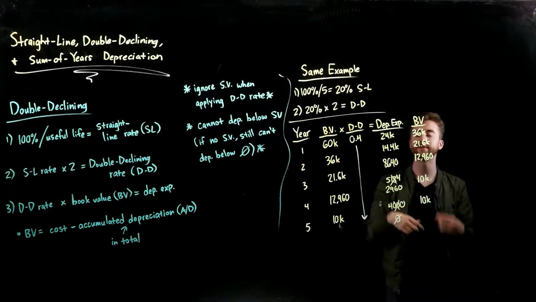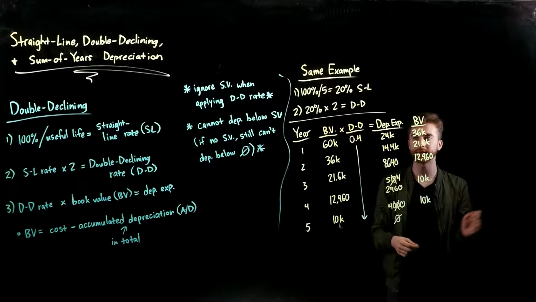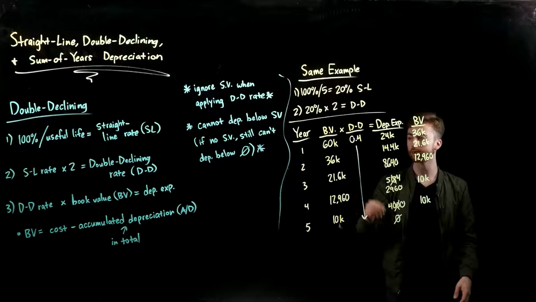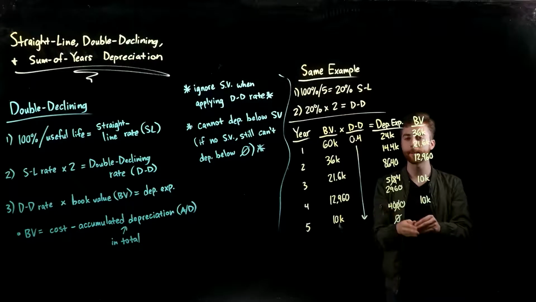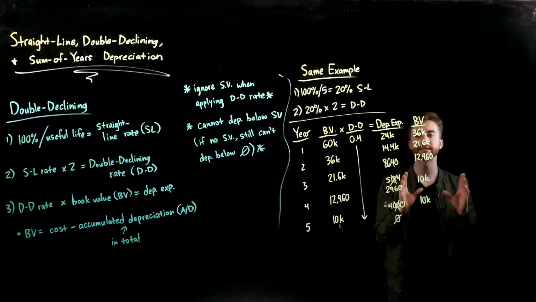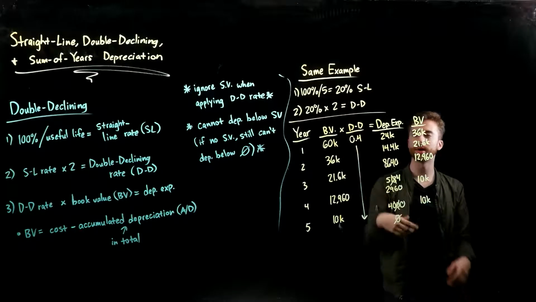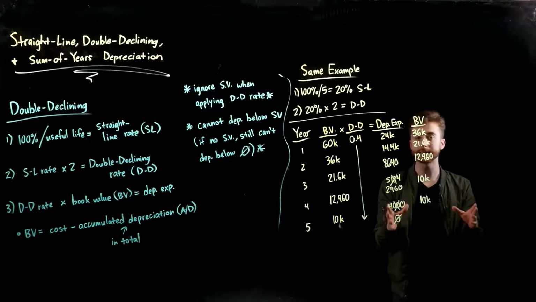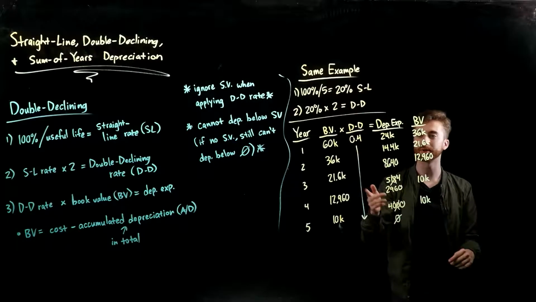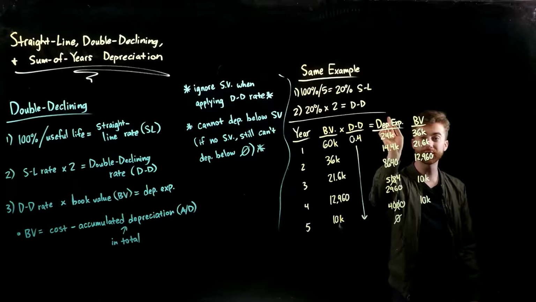100% divided by 5 gives you a 20% straight line rate. Multiply 20% by 2, that's your double declining rate. From there, we're just going to take our double declining rate and multiply it by the book value at that point in time to get your depreciation expense for that year. For year 1, our standing book value is just the $60,000 we have from the get-go.